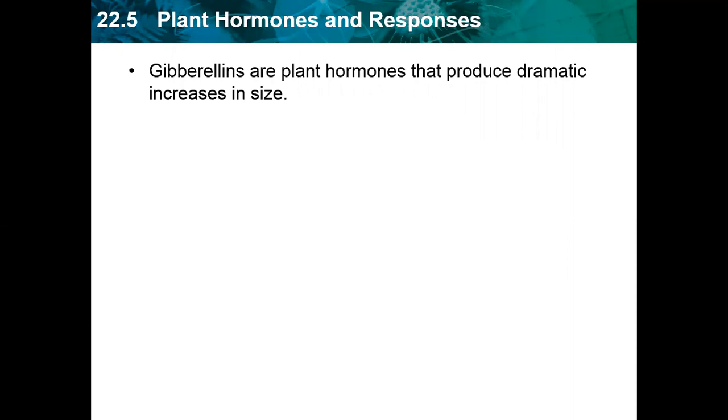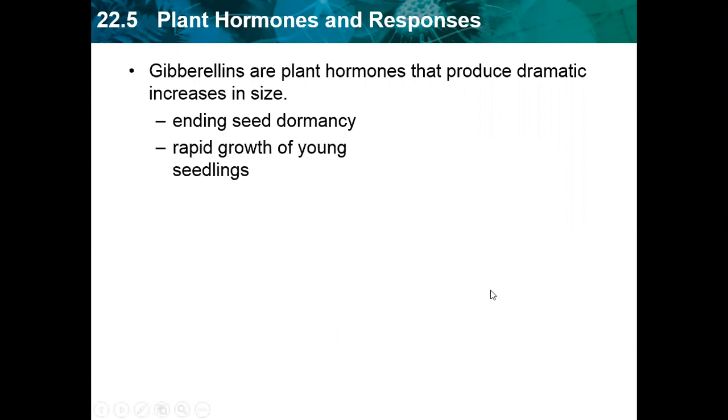So we have four basic groups of plant hormones. One, gibberellin. Gibberellins are plant hormones that produce a dramatic increase in size. They are involved in germination. They help in the rapid growth of young seedlings and the rapid growth of some fruits and flower stalks. They also help to end seed dormancy.